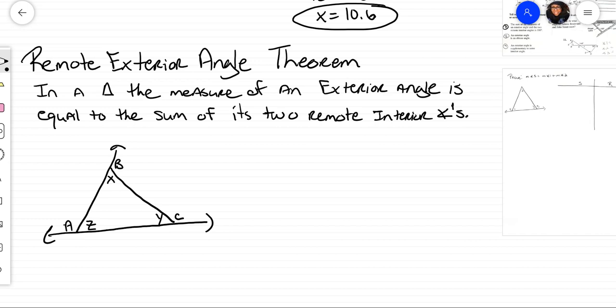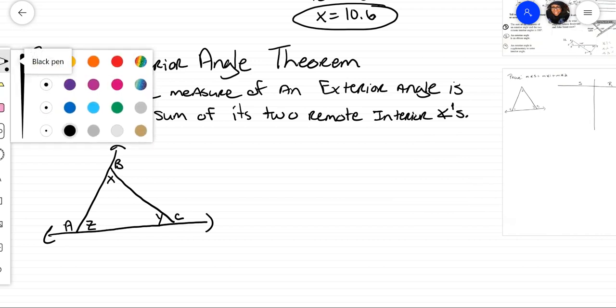Now, when it comes to this remote exterior angle theorem, this is what it's saying. In a triangle, the measure of an exterior angle is equal to the sum of its two remote interior angles. First of all, let's make sure you understand what an exterior angle is. The interior angles are the angles inside the triangle, or in this particular diagram, X, Y, and Z. So the exterior angles are, in this diagram, A, B, and C.